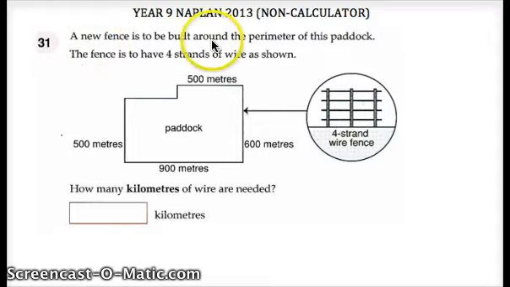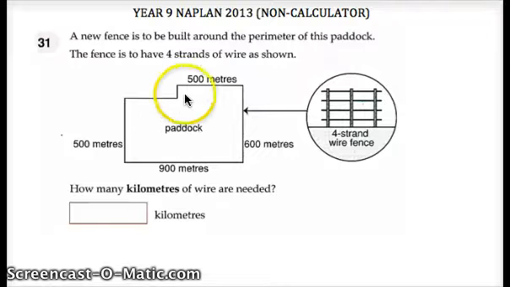Now, question 31 of the 2013 non-calculator paper. A new fence is to be built around the perimeter of this paddock. The fence, shown in this diagram, is to have 4 strands of wire, as shown. How many kilometres of wire are needed? Pause the video and try the question.